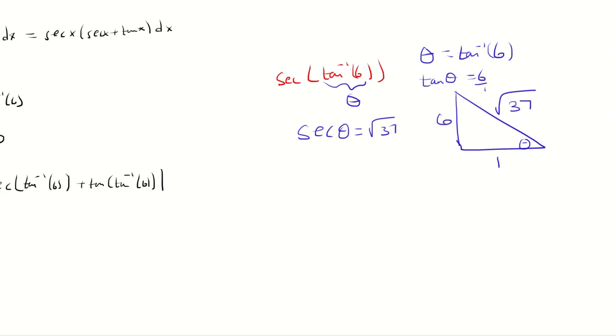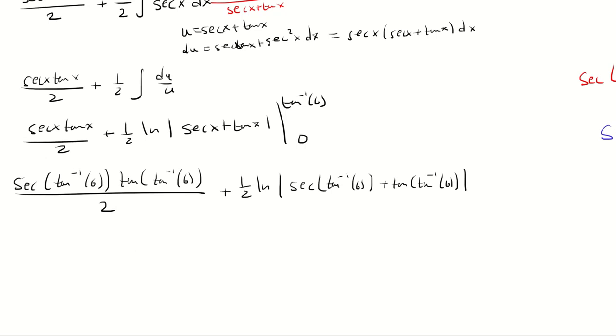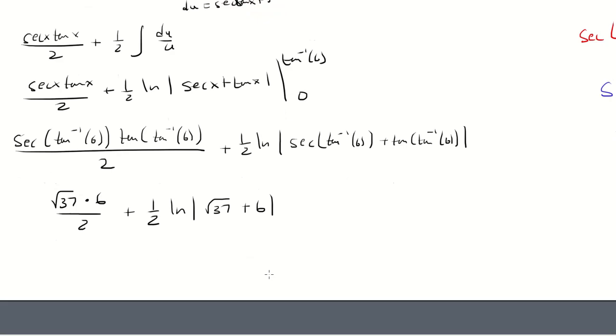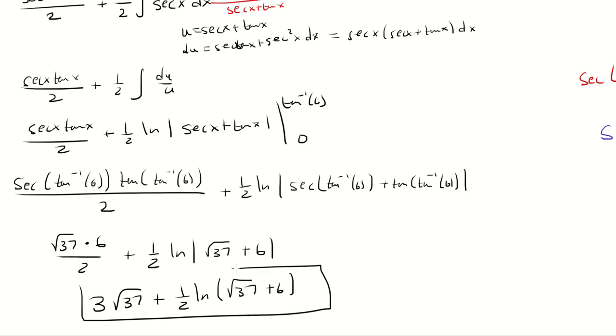So let's use that fact. So it's root 37 times 6 over 2 plus 1/2 ln root 37 plus 6. Now, the 6 and the 2 are going to cancel, so we're going to get 3 root 37 plus 1/2 ln. And here we don't need the absolute value anymore because root 37 plus 6 is obviously positive, so we don't need to worry about that. So this will be the final answer.